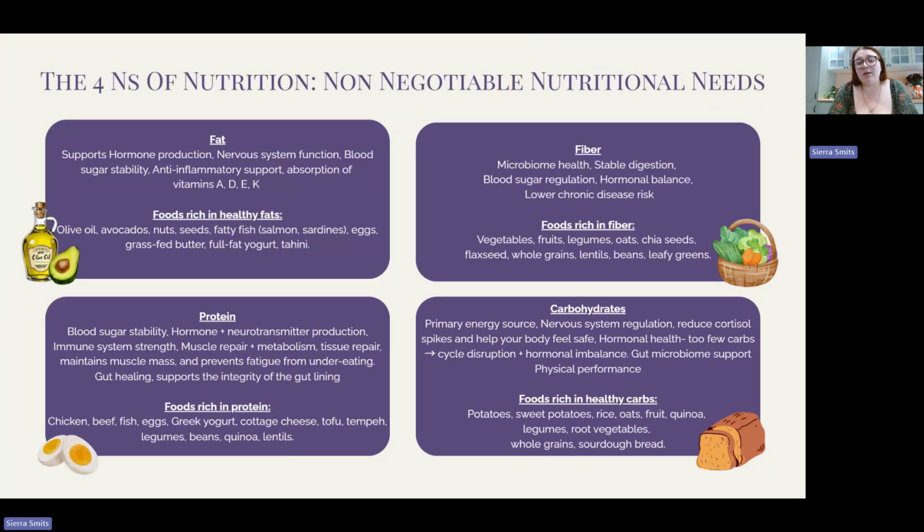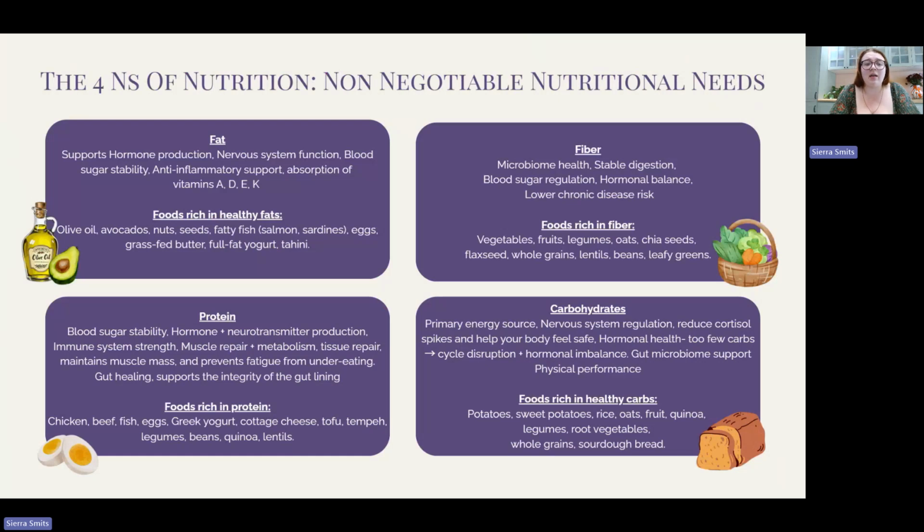The hormone production, your hormones are made of cholesterol. And when you're not consuming enough, it's going to cause disbalances. So foods rich in healthy fats that we should all be consuming as the basis of our diet would be things like olive oil, avocados, nuts, seeds, fatty fish like salmon and sardines, eggs. Grass-fed butter is ideal. If you can't afford grass-fed, just some butter. Full-fat yogurt and tahini. There are other things. This is not an exhaustive list.